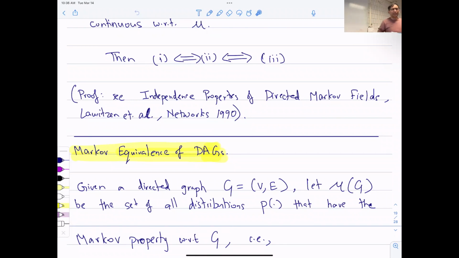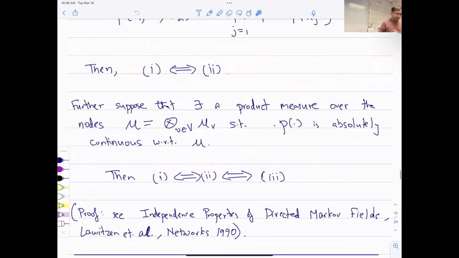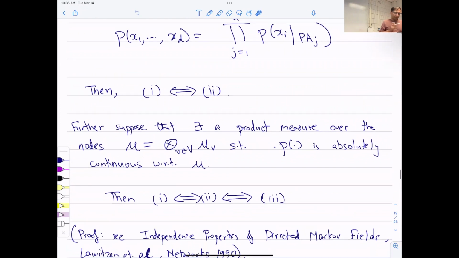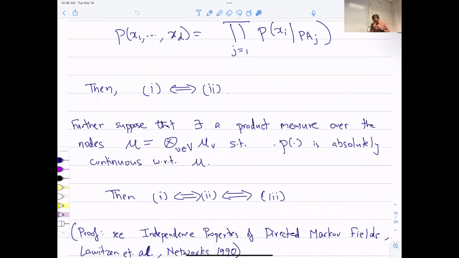So do you need this technical condition for both directions to include 3 or one of the directions? Good question. I don't remember now. I think it's only for one of the directions, but I've just put it this way for both directions.